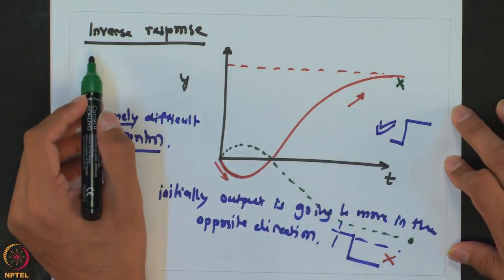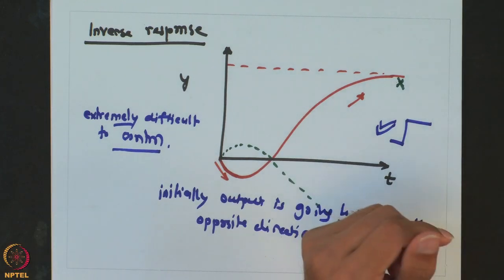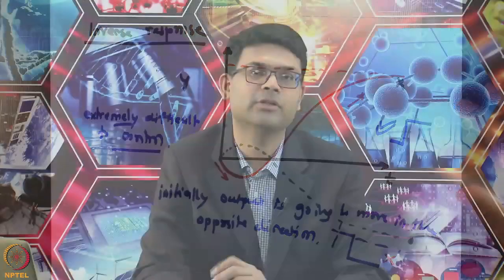Because of that, the inverse responses are very difficult to control, and we should know when we get inverse responses. It is always better to know that the system exhibits inverse response, then some corrective action can be taken or has to be taken in order to control that process.